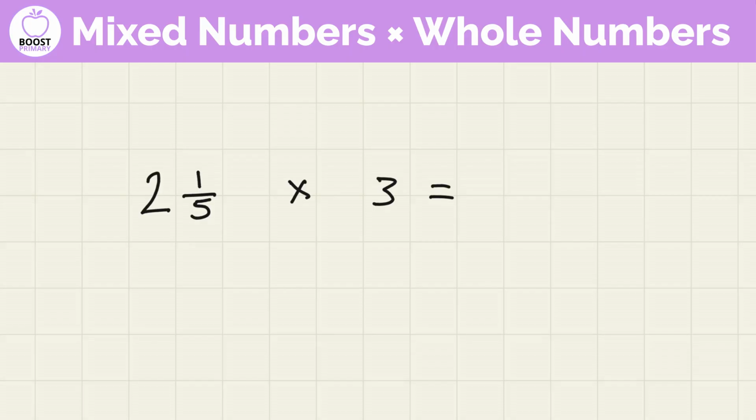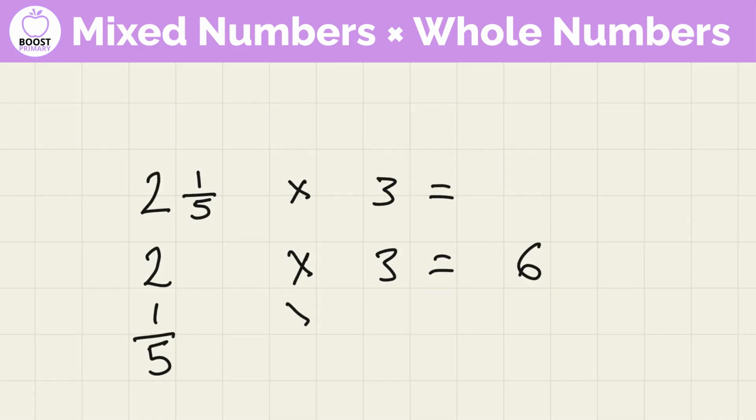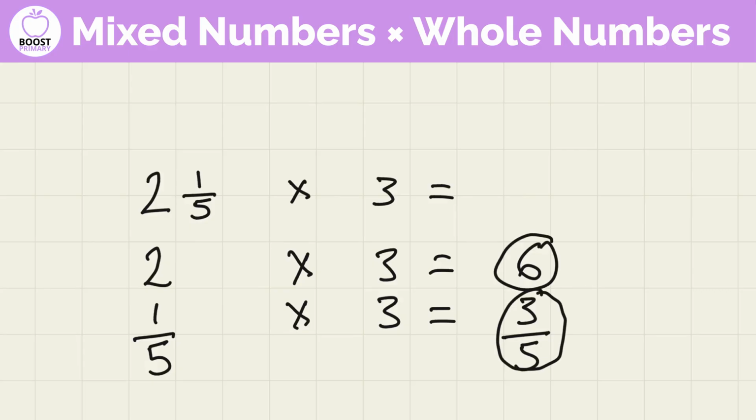So I'm going to take my mixed number fraction and partition it into a whole number, but also the fraction part. I'm going to take my whole number, which is 2, and multiply it by 3. That gives me 6. Next, I'm going to take the fraction part, 1/5, and multiply that by 3. That gives me 3/5. The final thing for me to do is to put both parts of my answer together again. And my answer is 6 3/5.